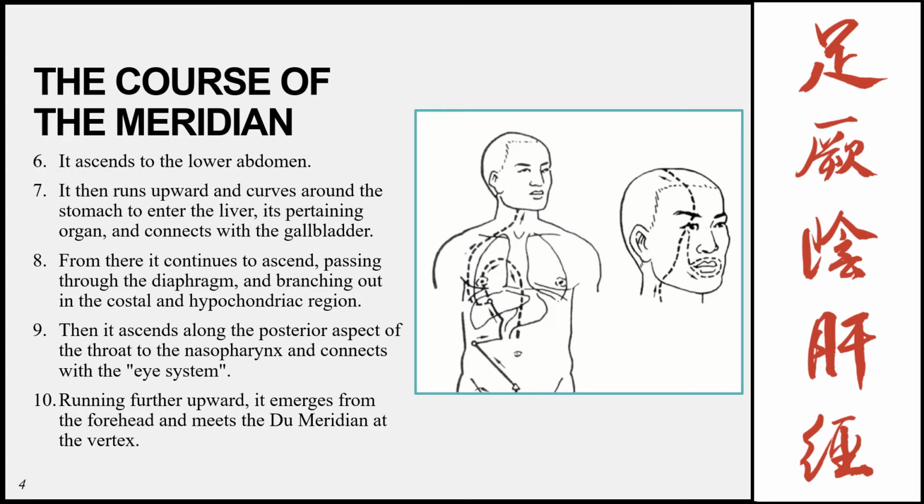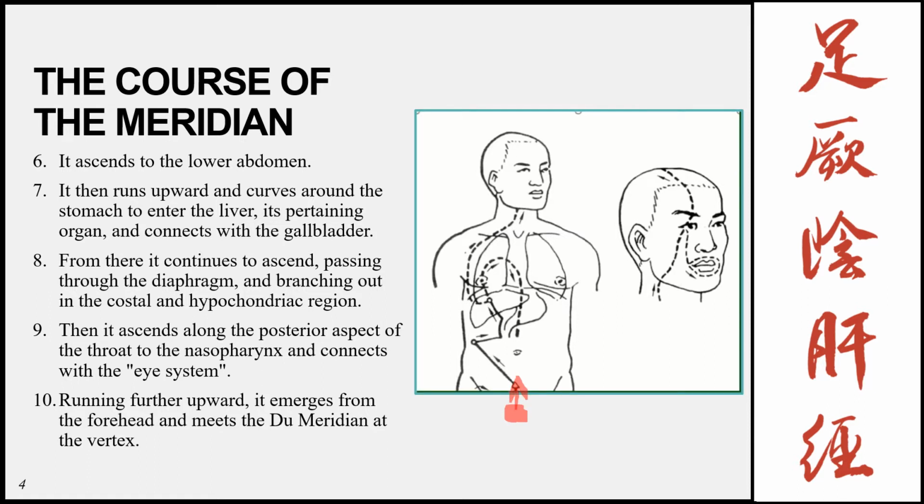Where we left off was at the external genitalia, down here. We're continuing ascending up the lower abdomen, and then it runs upward and laterally and curves around the stomach to enter the liver. The curve around the stomach is over here, and then it enters the liver over here. And from here it connects with its zangfu partner, the gallbladder.